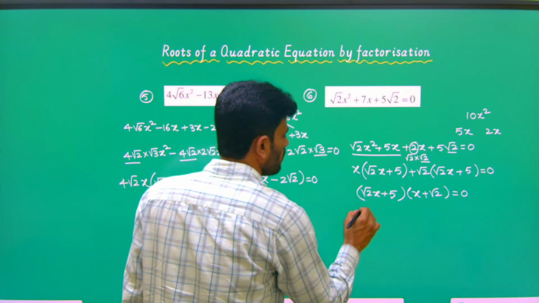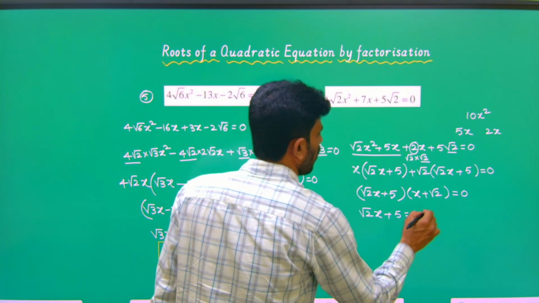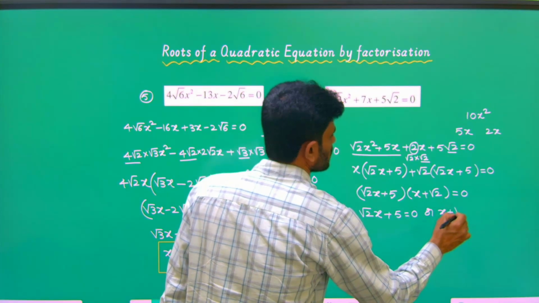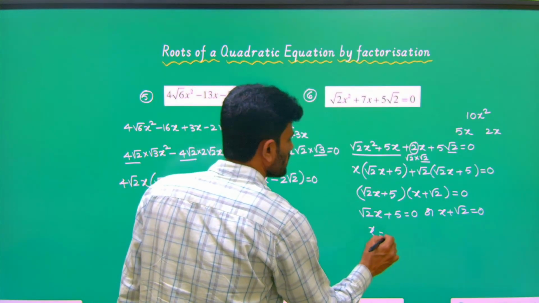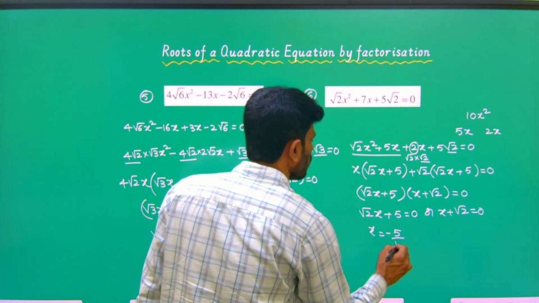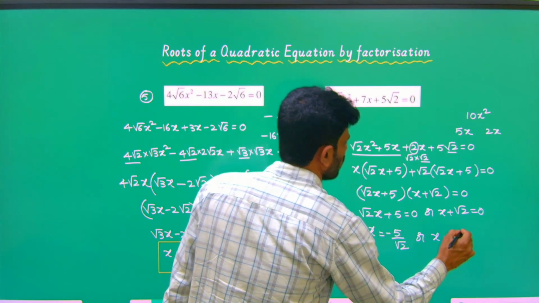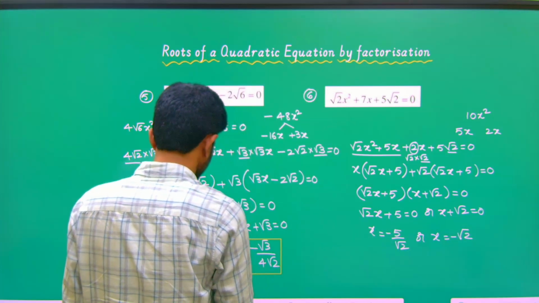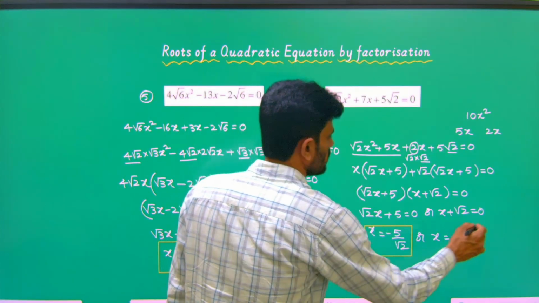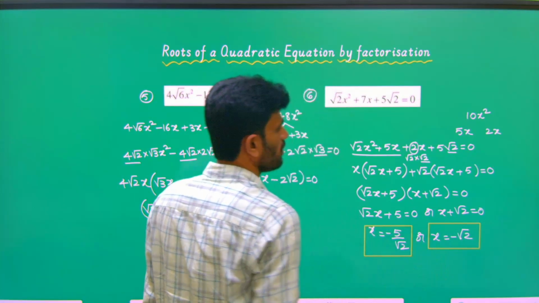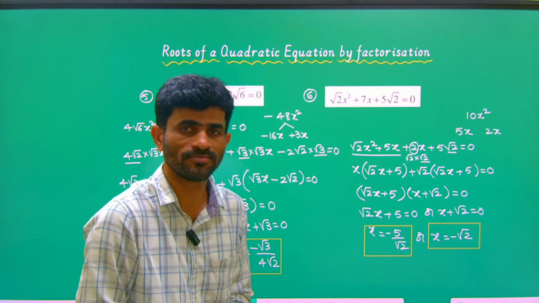Now what happens? One time root 2x plus 5 is equal to 0, or x plus root 2 is equal to 0. So what happens now? One time x is equal to minus 5 by root 2, or x is equal to minus root 2. Hope you understood all these today's problems, which are quadratic equations in which some roots are involved.